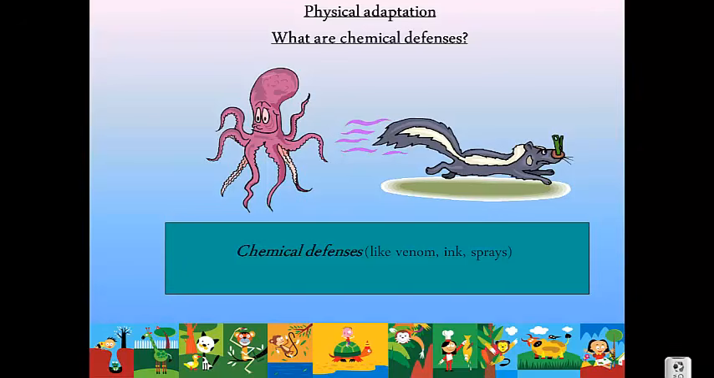Another example is a skunk. A skunk basically has developed a spray that smells very bad, and so if it feels threatened, it will spray other animals, making such a horrible smell that they don't want to come anywhere near it. Venom is another example of a physical adaptation or a chemical defense. For instance, snakes have venom and are able to defend themselves that way.